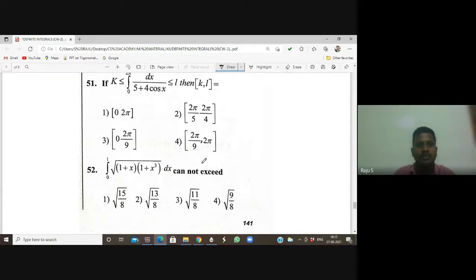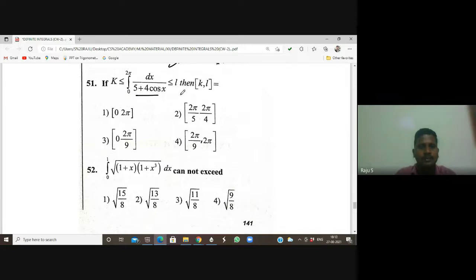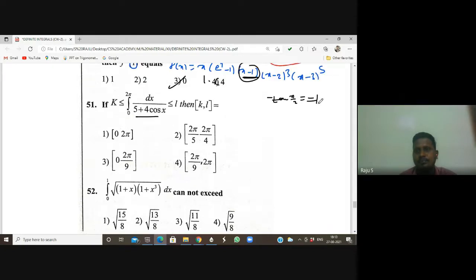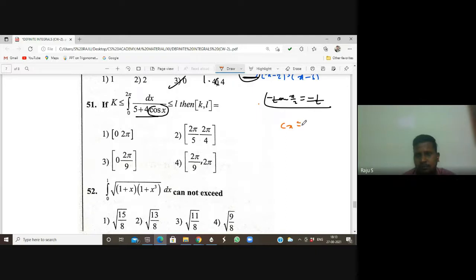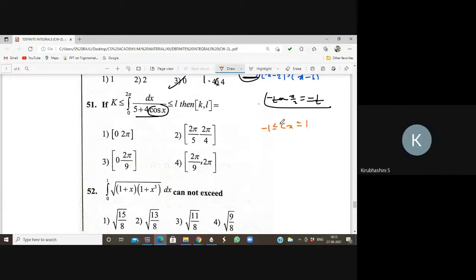So question number 51. This is how to do this question. I already explained: tan x by 2 is equal to t. That procedure I can explain to you. Instead of that, let us do it some other way. Like your cos x is there. What is the maximum and minimum value of cos x? So plus 1 and minus 1.